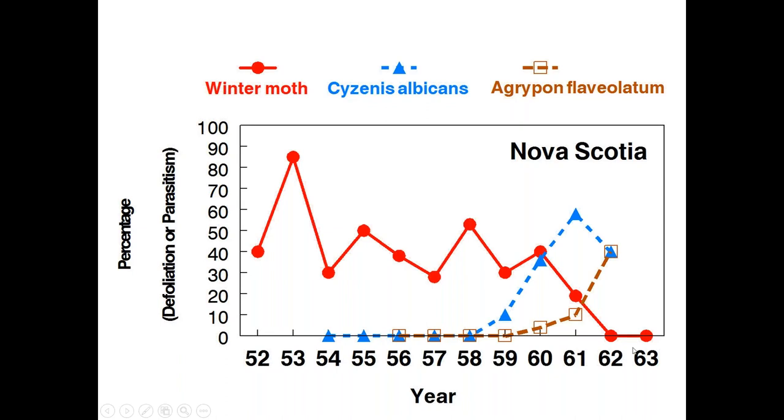In fact, they couldn't collect any more data on parasitism because they couldn't collect any caterpillars. So starting in 1962, winter moth bottomed out and it remained at low density and virtually negligible densities in Nova Scotia oak forests ever since. That's what we wanted to achieve with biocontrol.